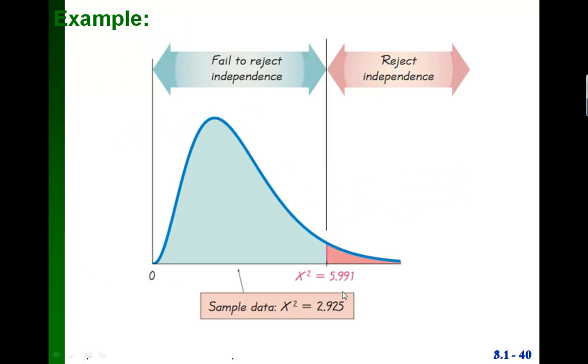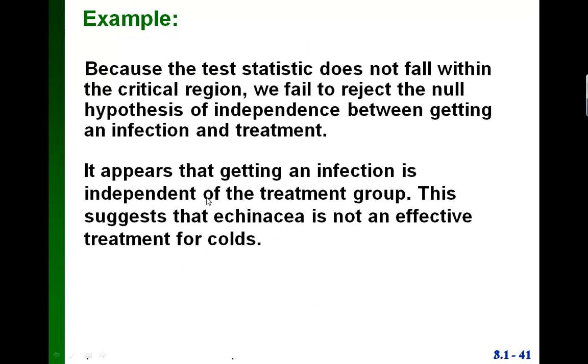So here's the comparison with our critical value, the 5.991, with our test statistic, which was 2.925. That shows that our test statistic is not in the rejection region. So we're not going to reject our null hypothesis of independence. And what that means is it looks like getting an infection is not related to the treatment group, which suggests that echinacea is not making a significant difference in whether a person gets infected with a cold or not.